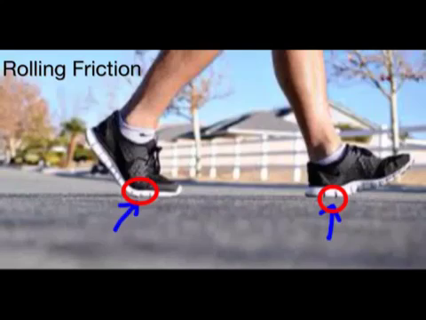But this is also an example of helpful friction because if we didn't have rolling friction, we would probably be sliding all over the place on our feet. Because, if we didn't have traction or anything like that, we'd be sliding and slipping and we wouldn't get very far anywhere.